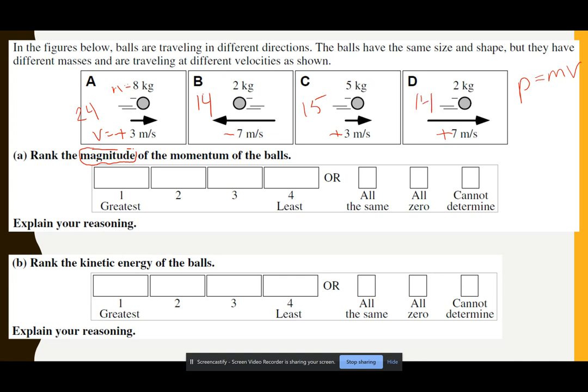So now we just got to rank them. So it goes greatest to least. So the greatest would be A. The next one would be C. And then your B and D are equal. So there we go. So B says rank the kinetic energy.